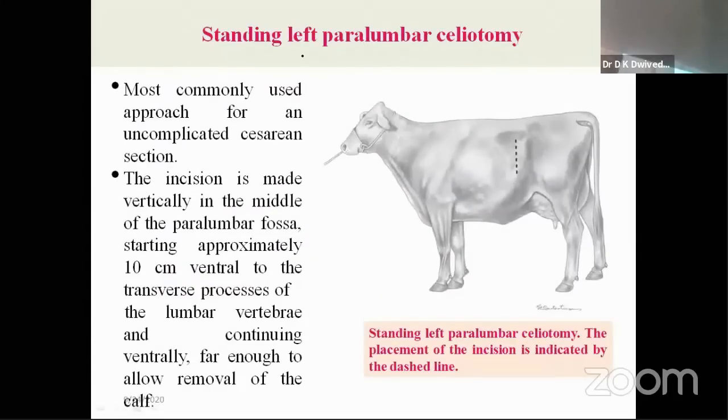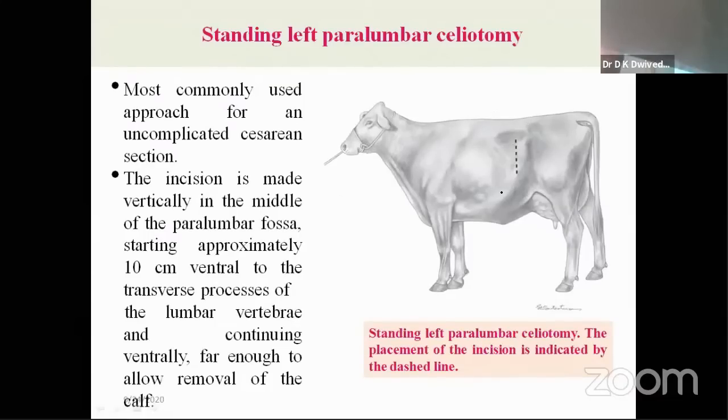The first approach is the standing left paralumbar ciliotomy, the most commonly used approach in uncomplicated cases, if you are going to perform an elective Caesarean section. You may follow the standing left paralumbar ciliotomy. Your skin incision, the laparotomy incision, you have to place in the left paralumbar fossa, just 10 centimeters below the transverse process of the lumbar vertebra.